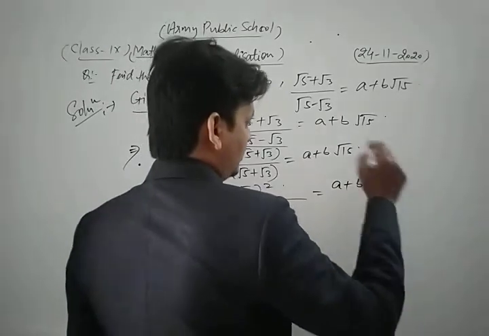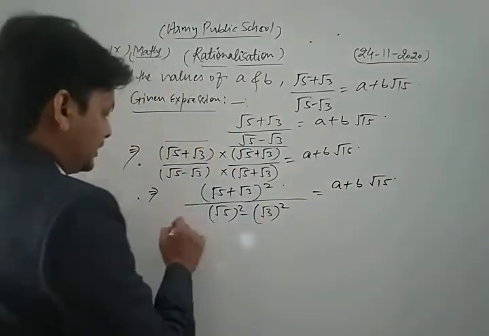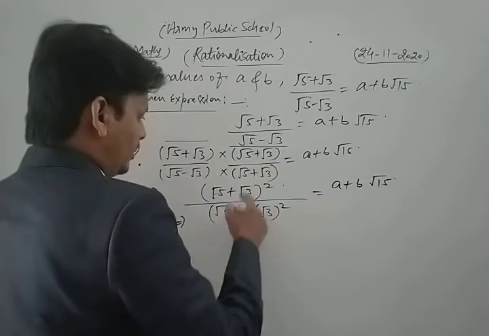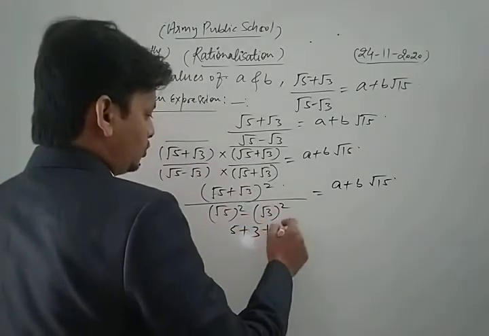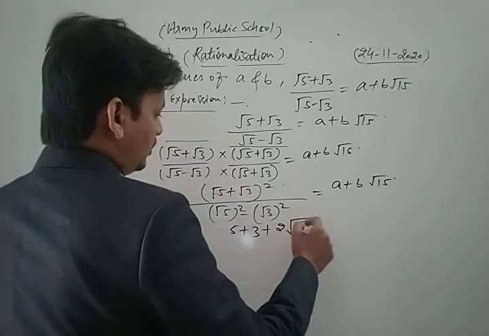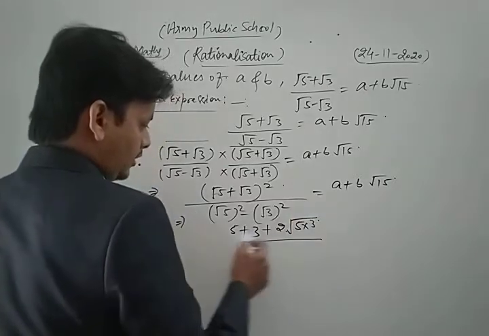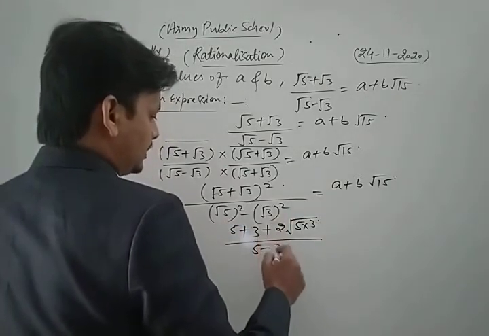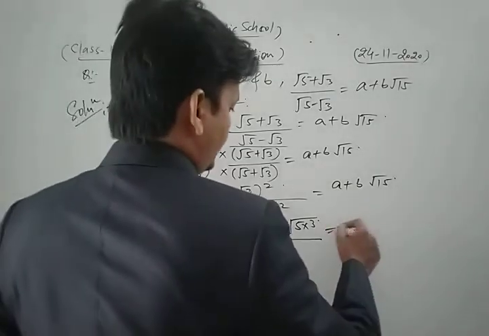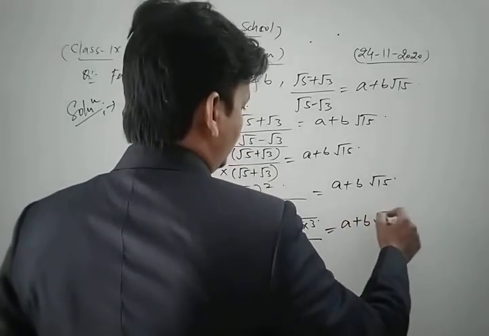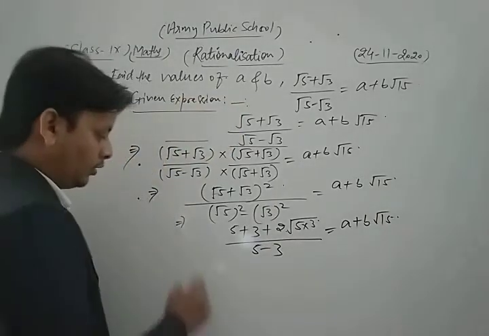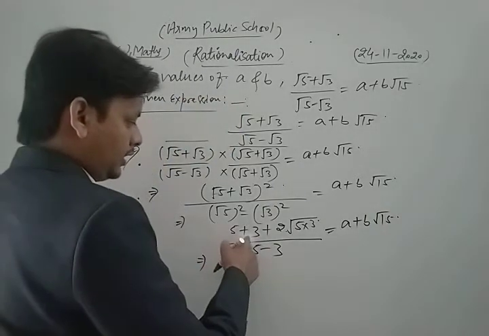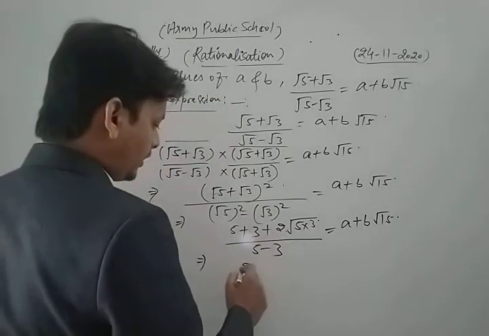Now we simplify them. Let's see. a square, this is 5, b square, this is 3, plus 2ab means 2 into root 5 into 3. In the denominator, root 5 square is 5, minus 3. And we write a plus b root 15 as it is. Now let's see, here 5 plus 3 is 8, we take 2 as common.